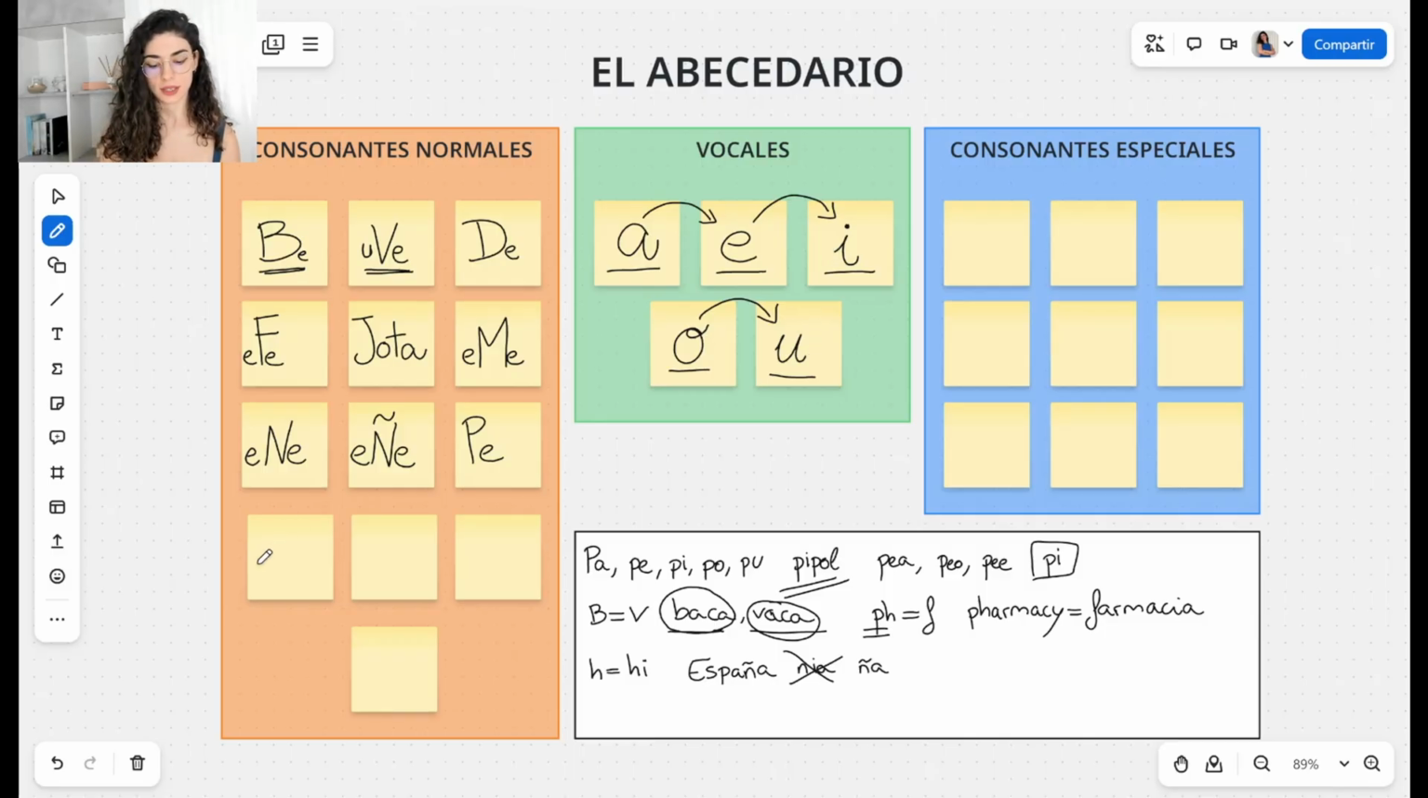Then the letter S. This is going to be sa, se, si, so, su.